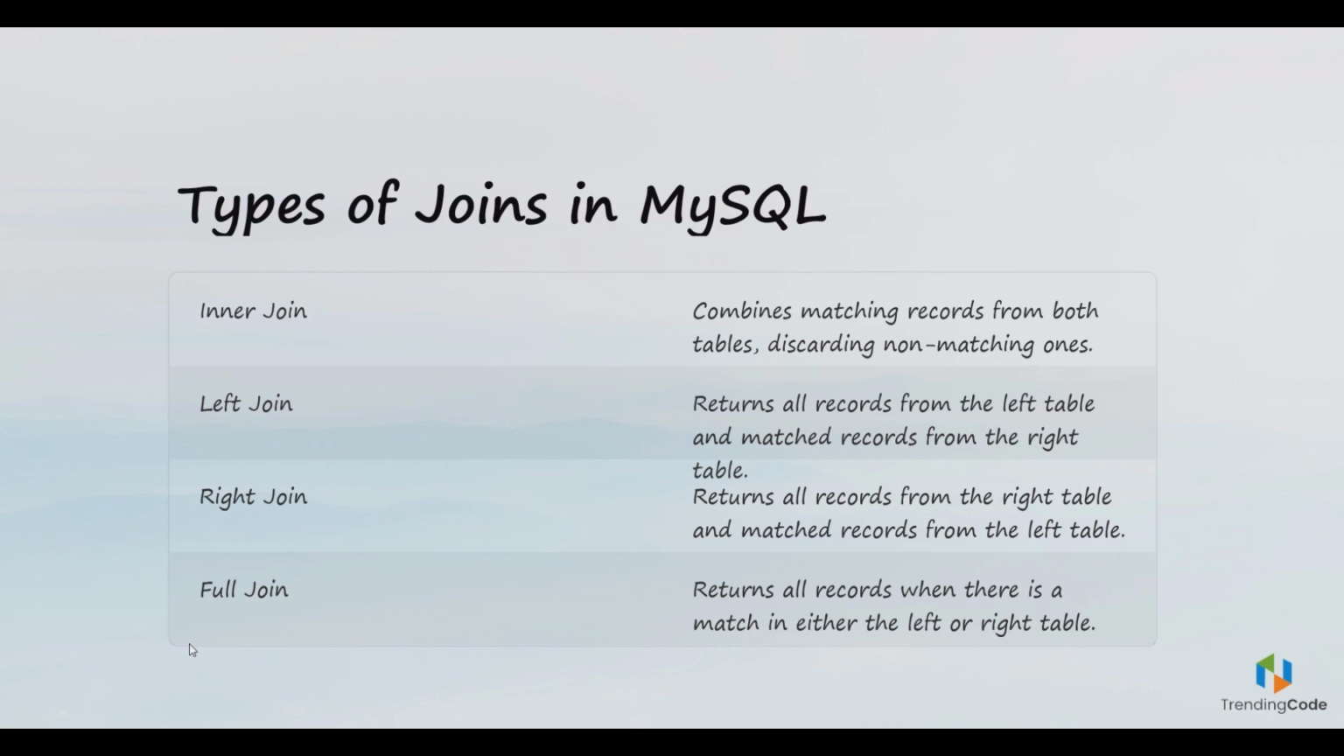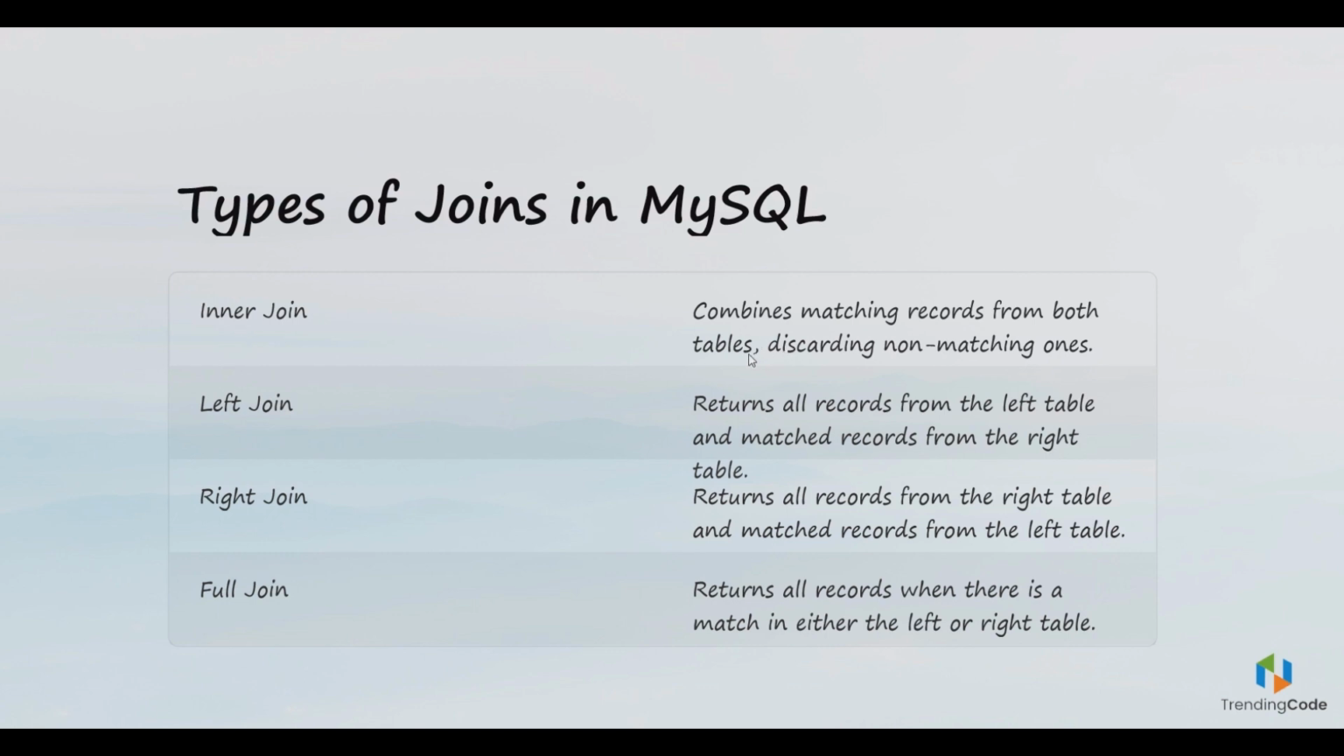What are their types is one of the important interview questions. It is definitely being asked in every second or third interview. So there are four types: inner join, left join, right join and full join. Full join is sometimes called outer join also, like the opposite of inner join.